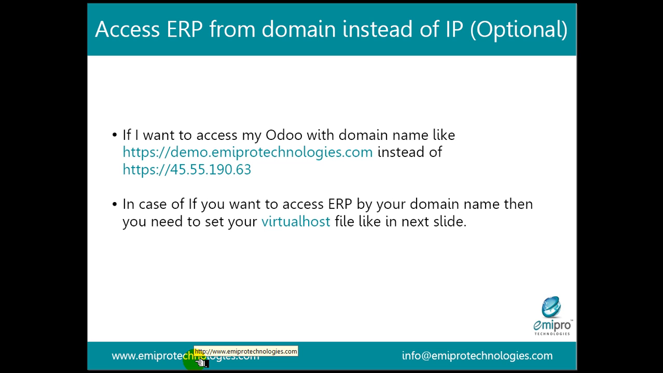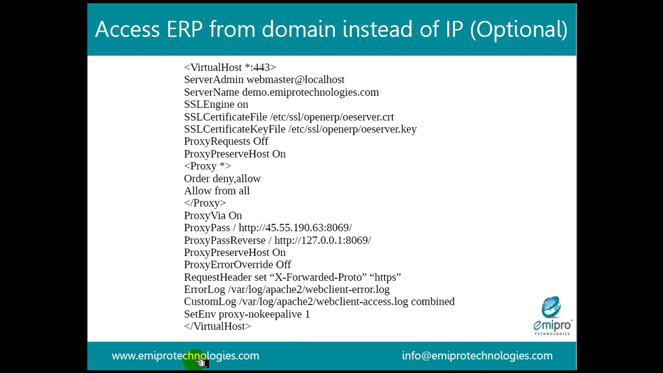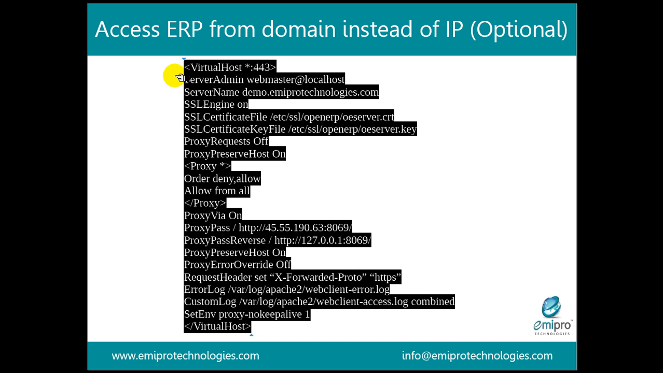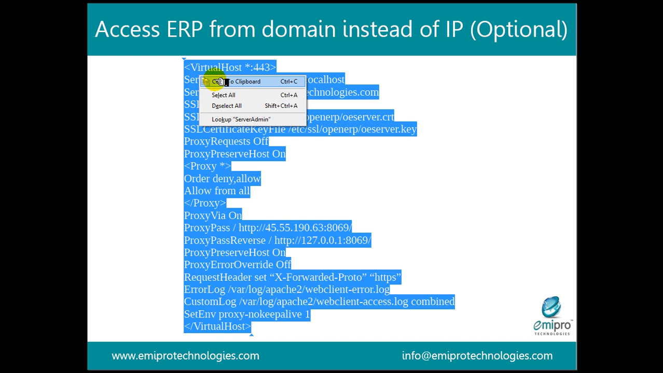Now sometimes there is a necessity to access ERP from a domain name instead of an IP address. So for example, in my case there is a domain name demo.meprotechnologies.com. If I want to access my ERP by domain instead of IP, then I need to make my virtual host file like in the next slide. So again, I just need to copy and paste into the same file which I created for SSL.